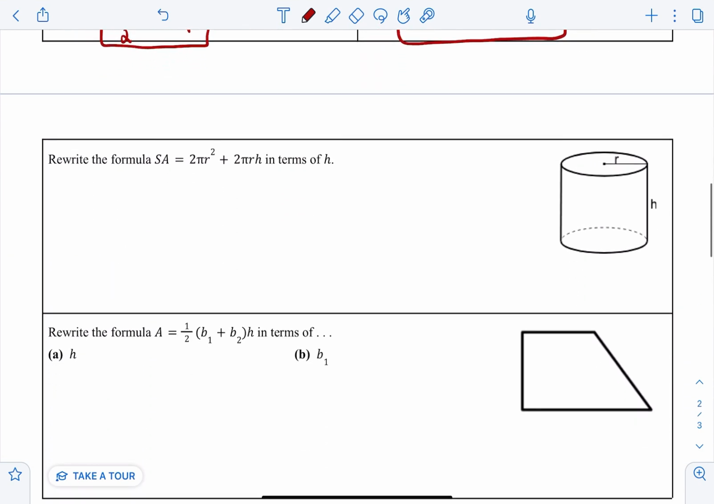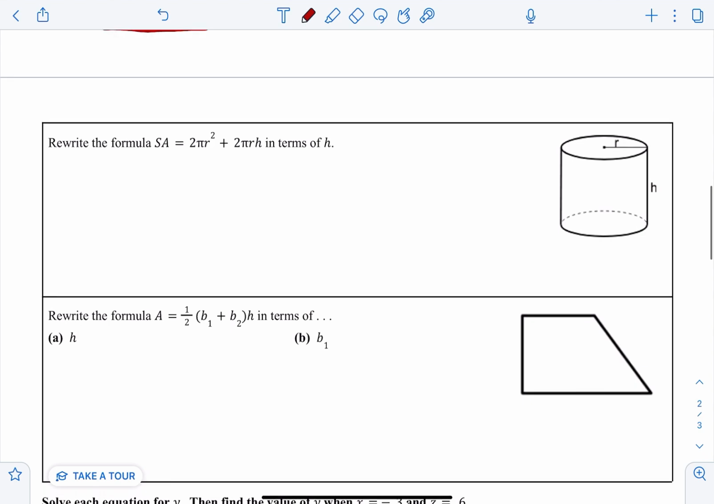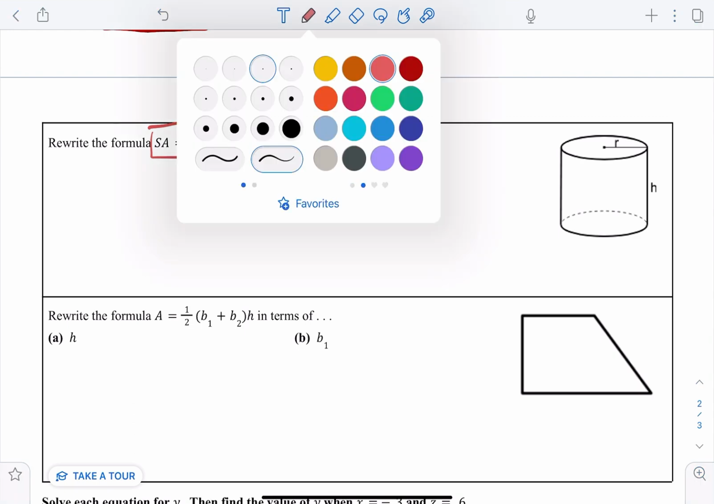And then a couple more geometric formulas that we're seeing here. What we see here is the surface area formula for a cylinder right there, and we want to solve this formula in terms of h.